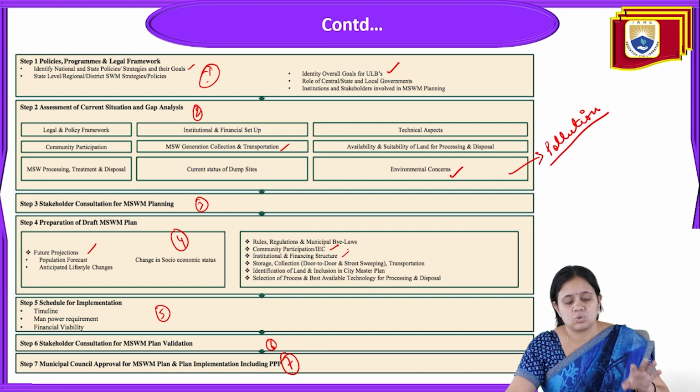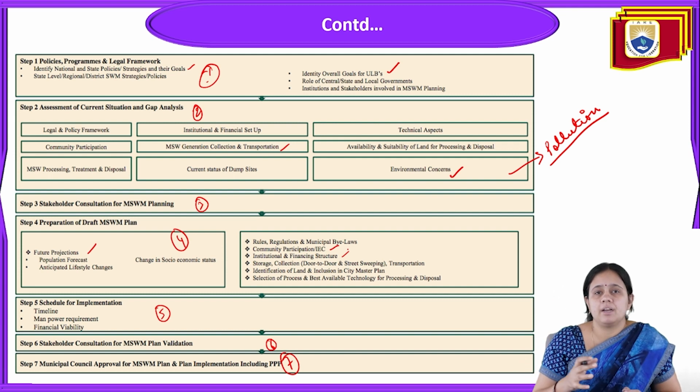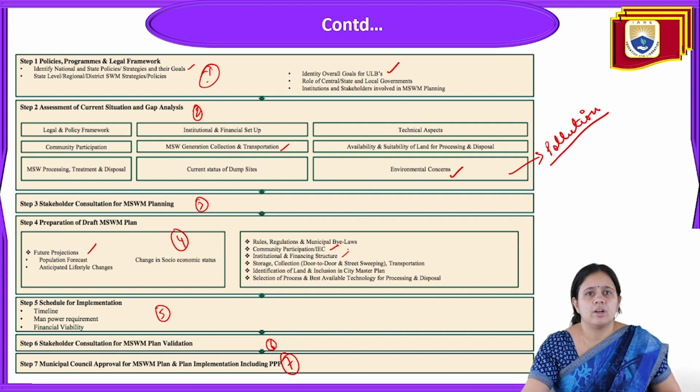Storage and collection: storage of the municipal solid waste and then collection of the municipal solid waste. In this storage and collection, we have already discussed door to door collection and street sweeping, sometimes transportation also. So they will prepare a draft about each and everything, like future projection also: in future, how much the population of that particular area will increase, what type of anticipated lifestyle change there will be, and change in socioeconomic status of the particular area.